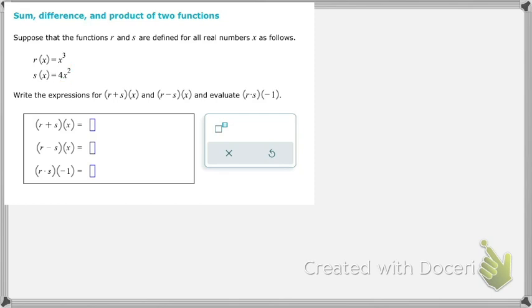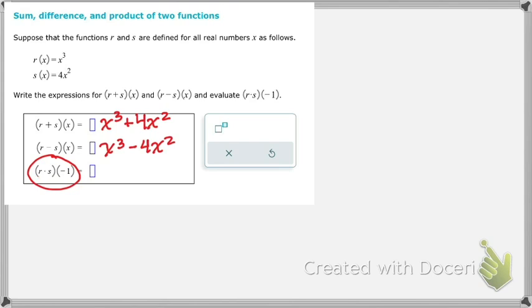So quite simply, if I want to do r plus s of x, I just add those two expressions. r is x cubed, and then s is 4x squared. Subtracting, r minus s is x cubed minus 4x squared. Now this r times s, we see there's a difference here. I've got the operation of r and s, and it's multiplication. So I had addition, subtraction, now multiplication.